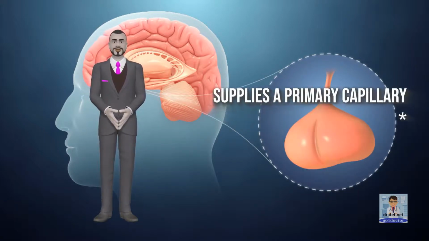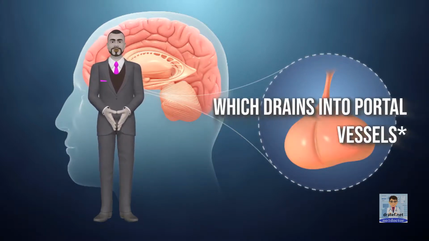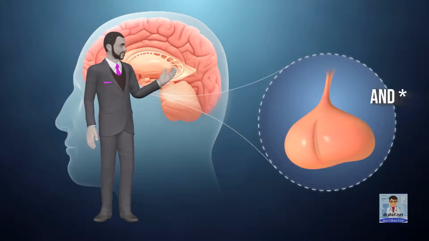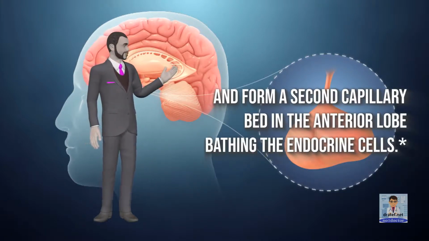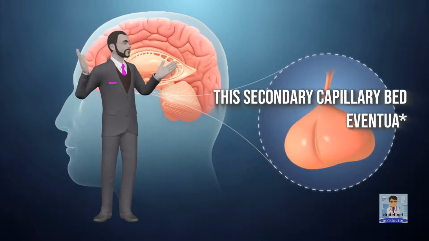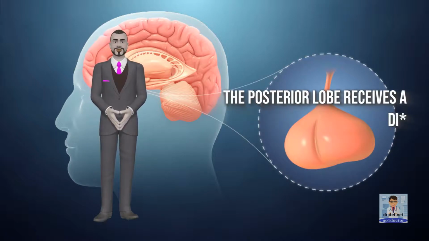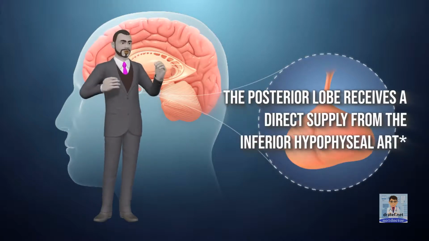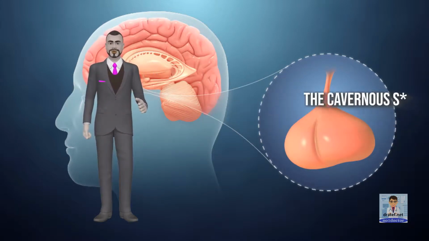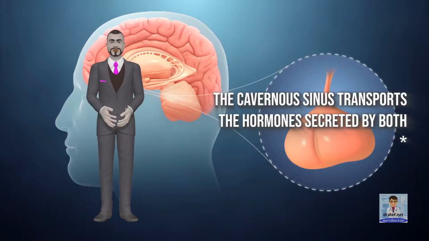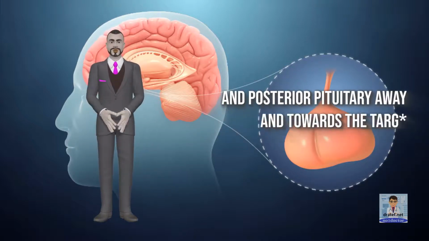supplies a primary capillary bed in the wall of the pituitary stalk, which drains into portal vessels. These portal vessels drain and form a second capillary bed in the anterior lobe bathing the endocrine cells. This secondary capillary bed eventually drains into the cavernous sinus. The posterior lobe receives a direct supply from the inferior hypophyseal arteries, draining into the cavernous sinus. The cavernous sinus transports the hormones secreted by both the anterior and posterior pituitary away and towards the target cells.